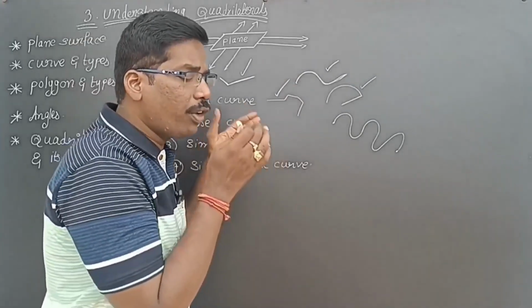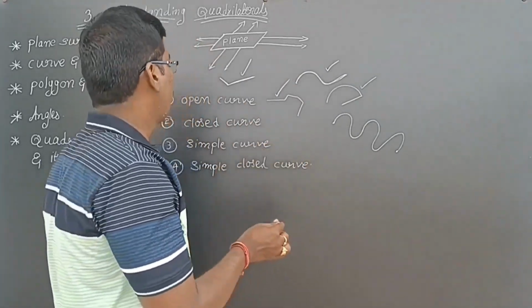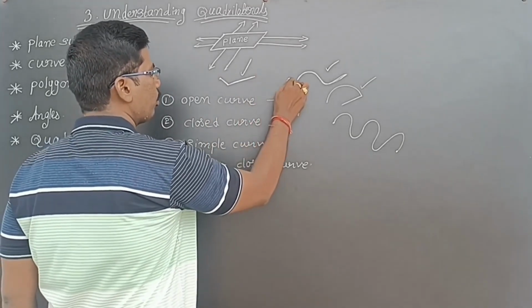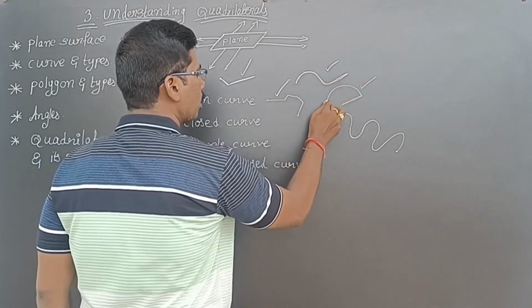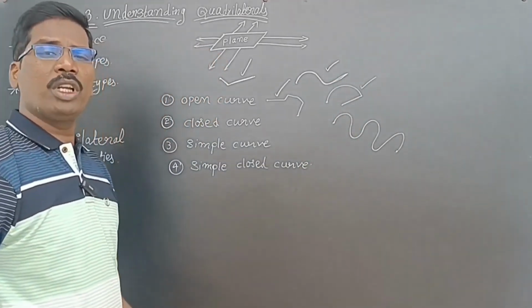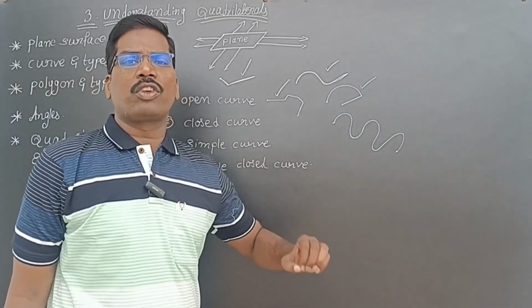So whatever I have drawn until now, each and every one is an open curve. See here, the starting point and ending point are not the same. In each of these, the starting point and ending point are not the same. So open curve means there is a possibility to escape from it.